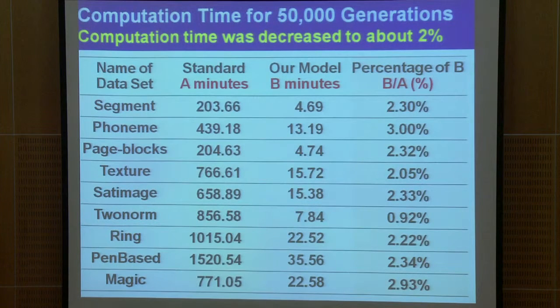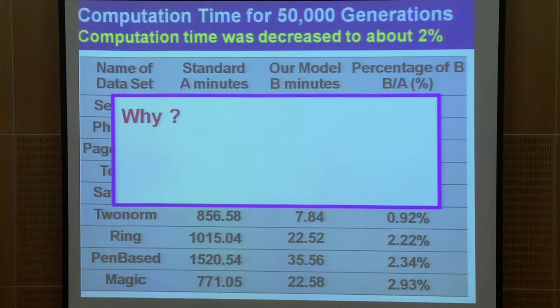This is the result about the computation time. Standard means standard implementation, A minutes. And our model means our parallel model, B minutes. And percentage is B over A %. So the computation time was decreased for the first data set to 2.3%. And next one, for NIM data, 3.0. Almost all of them are 2 point something, and some are 0.92. So we can say that the computation time was decreased to about 2%.